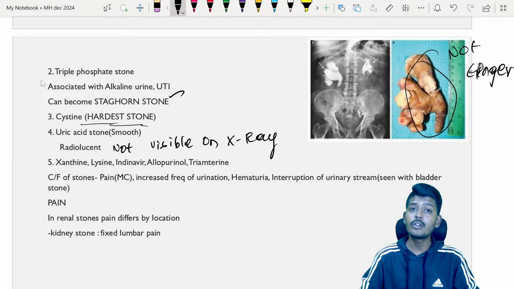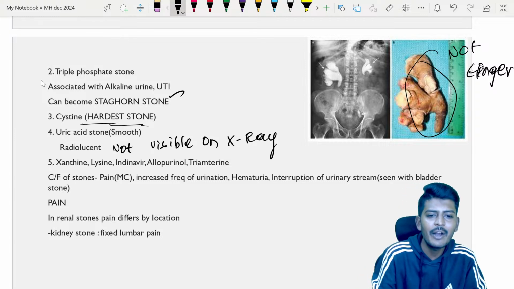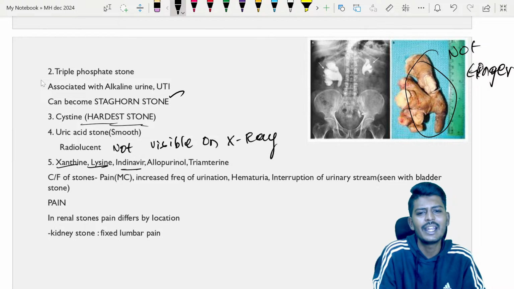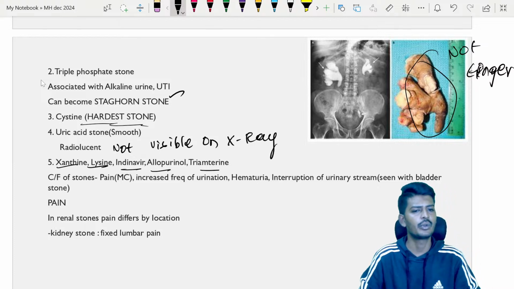Okay, so gallstones are also a type of radiolucent stones. Okay, now then we have xanthine stone, lysine stone, indinavir, allopurinol, and triamterene stones are possible.